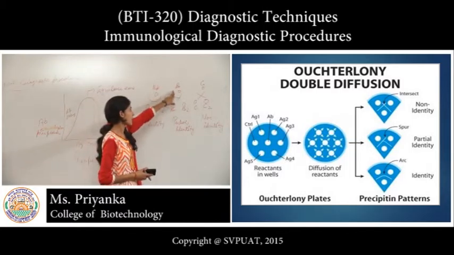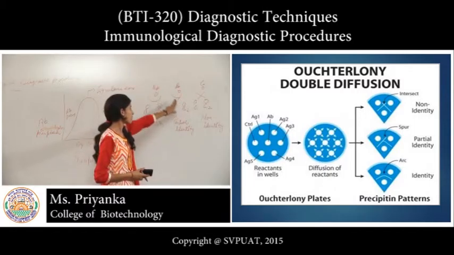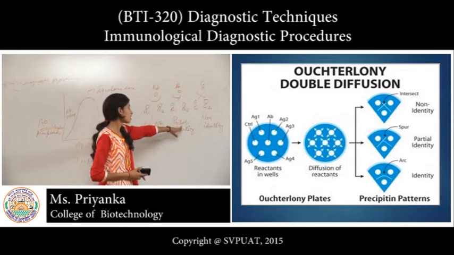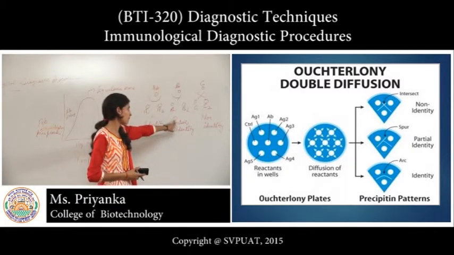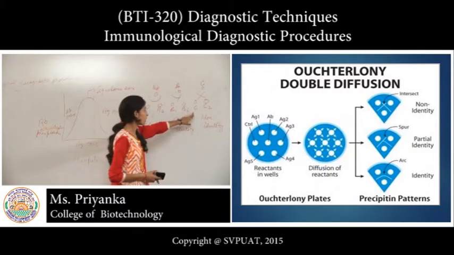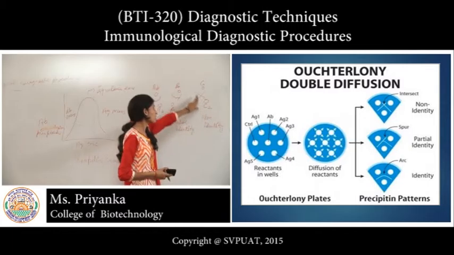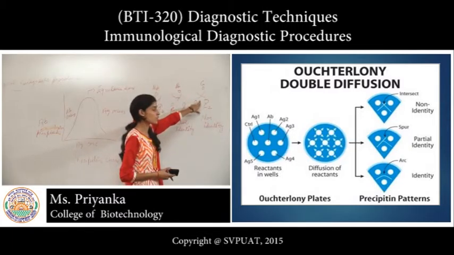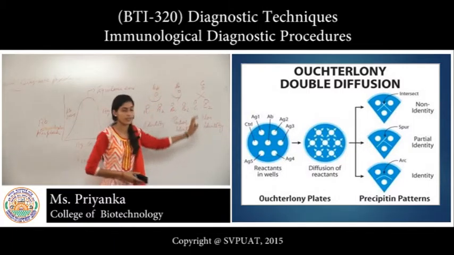In the second, this is antiserum B and these are antigens B1 and B2. If precipitin lines form this way, it means both the antigens share some epitopes but don't share some other epitopes, meaning partial identity is found. In the third, this is antiserum C and these are antigens C1 and C2. If the precipitin lines cross each other, it means they share no similar epitopes, meaning non-identity.